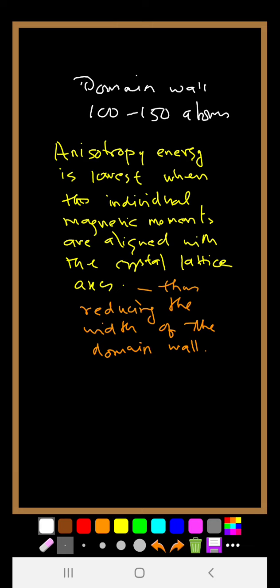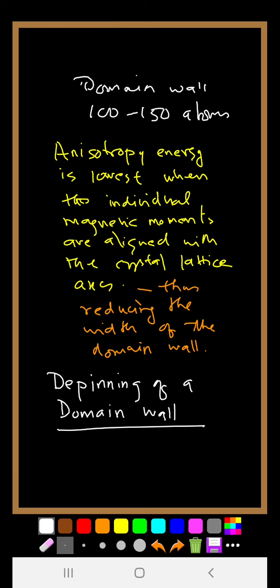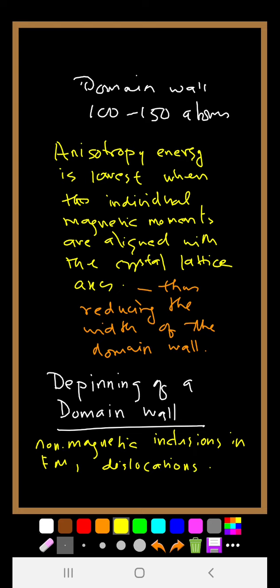Now next we discuss a phenomenon called the pinning of a domain wall. Non-magnetic inclusions in ferromagnets, or dislocations and crystallographic defects, actually cause pinning of the domain walls, and to unpin it we require an external magnetic field.